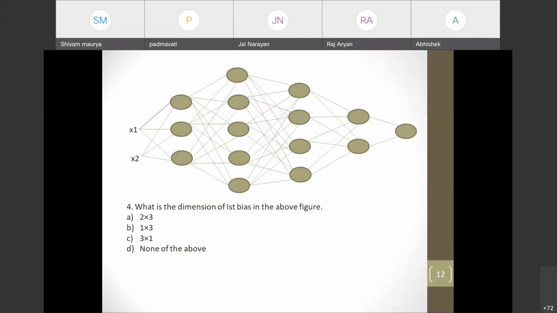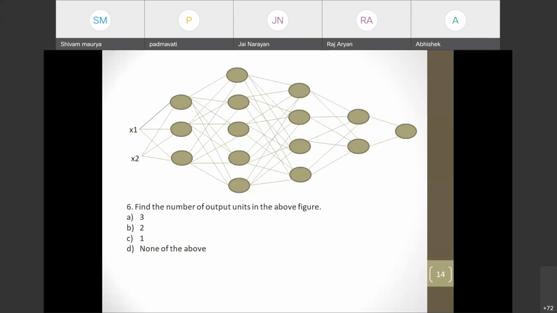Three cross 1. 3 cross 1. As we have solved while solving the previous third question, we have answered this as 3 cross 1, correct? This also has been answered while solving that. Yes, it is 2.